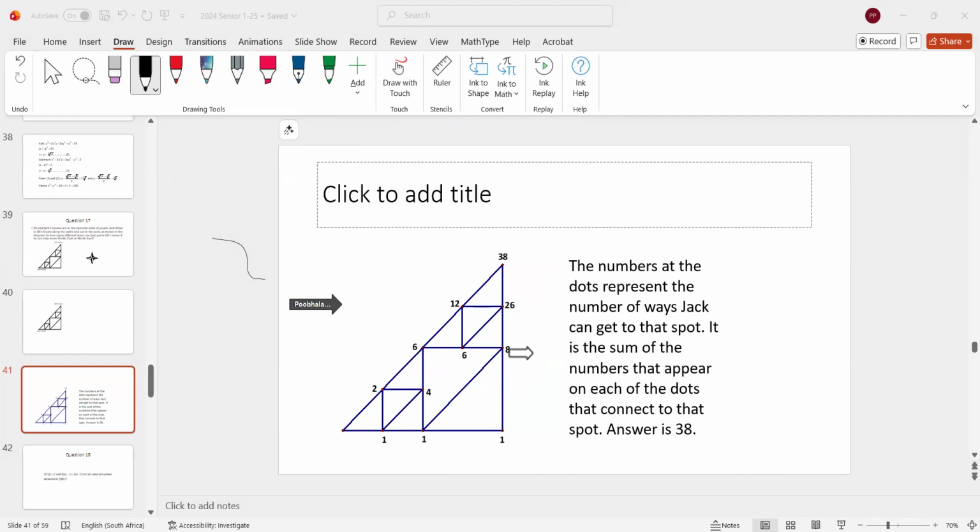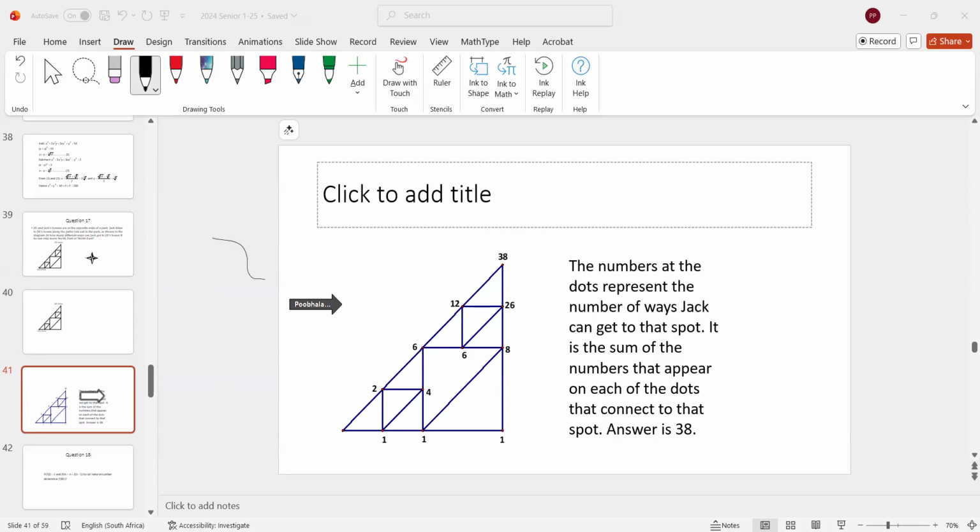And then, oh, here I needed to work out 6 plus 1 plus 1. Right, from here to here, 6 from here to here. So I think I made a mistake with this. So there's an 8 here. So you got 12, 6, and 8. And in the end, you'll end up with 38.